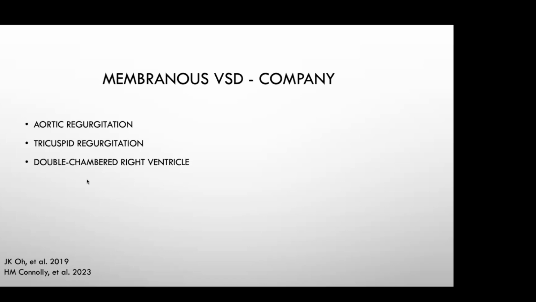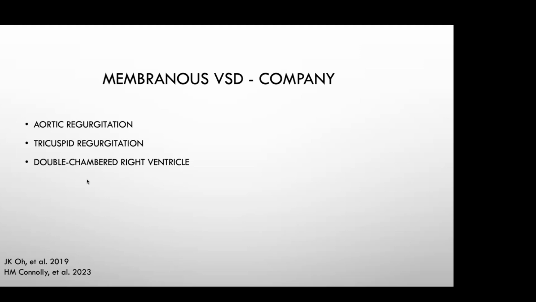Membranous VSDs are sometimes associated with aortic insufficiency and tricuspid regurgitation because of their close proximity to these valves and the high velocity flow, which can cause this sort of sucking effect or Venturi effect that pulls at the leaflet cusps and causes regurgitation.